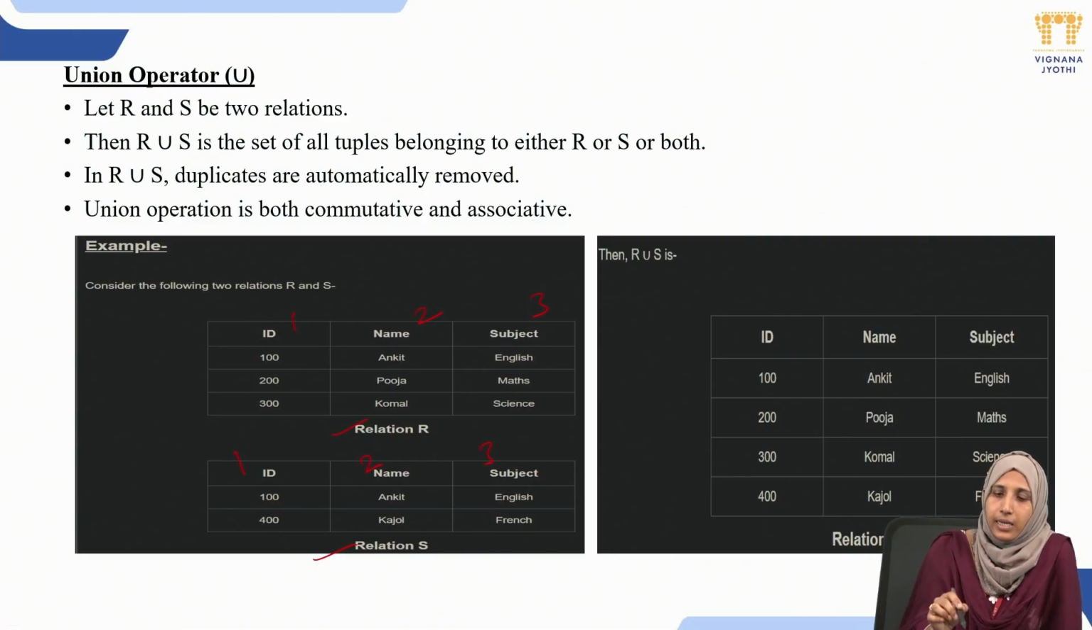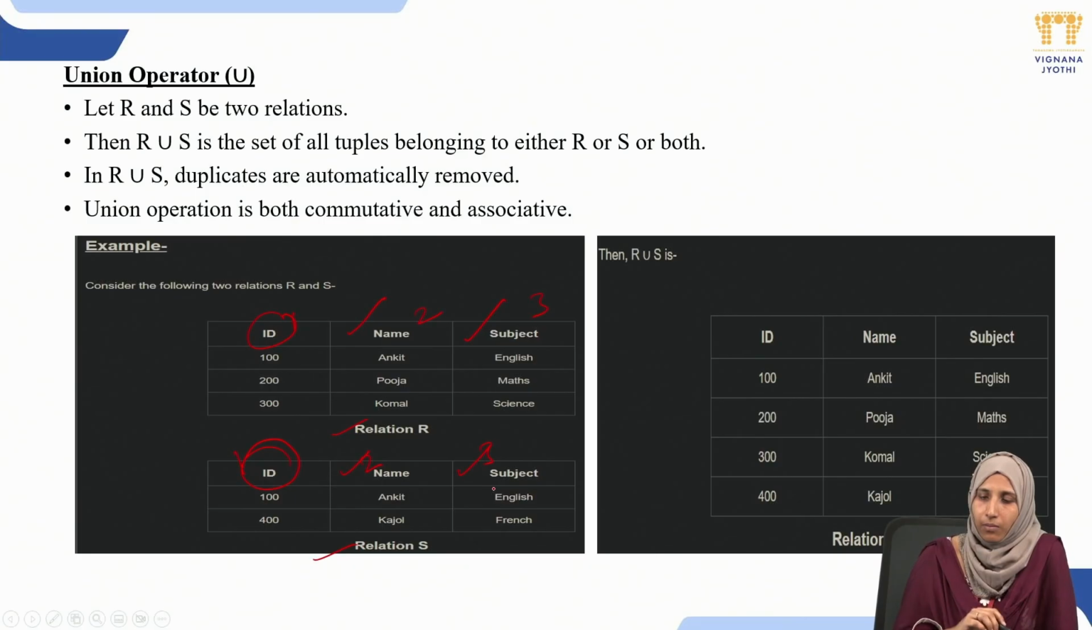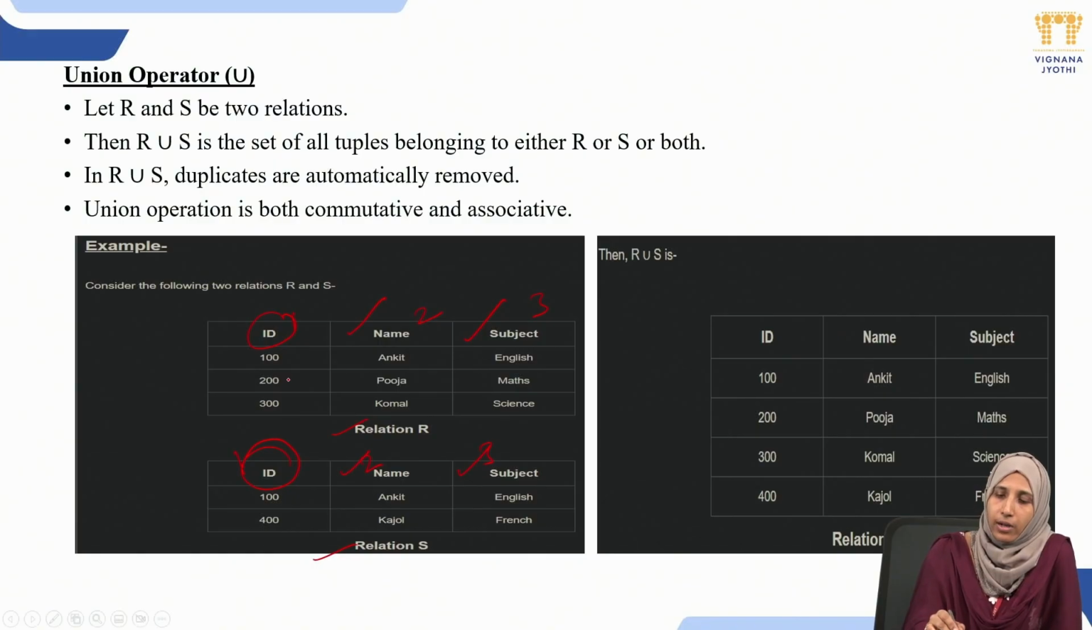Second, the data type of the corresponding columns must be the same. See, in relation R, the data type of ID is numeric. Here in relation S also, the data type of ID is numeric. Here it is varchar, here also varchar. The third one is also varchar and varchar. And the fourth one, the order of column headings: the order of attributes in my first table matches the order in my second table. ID is first, next name, subject. Here also ID is first, then name and subject.